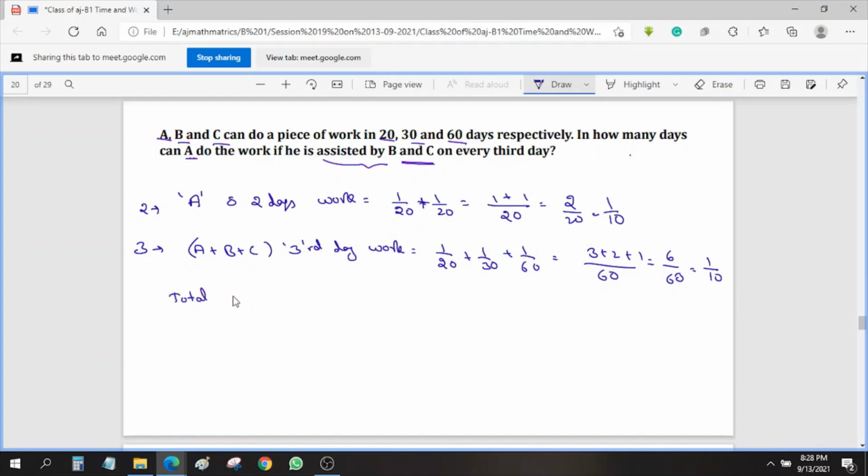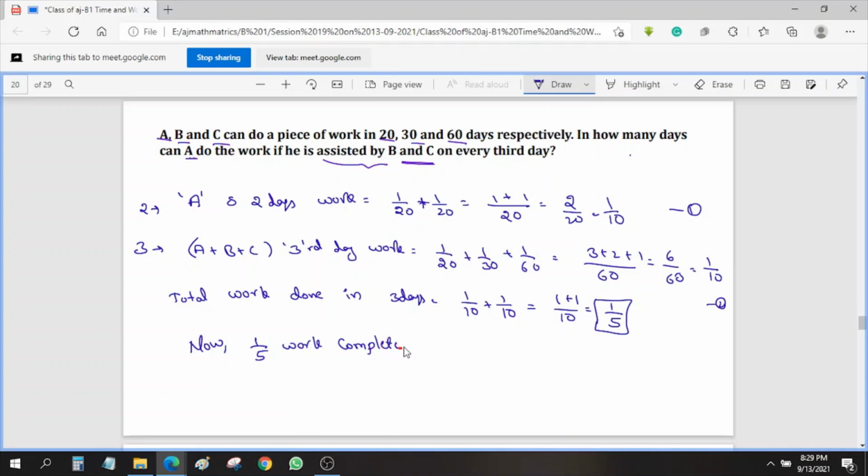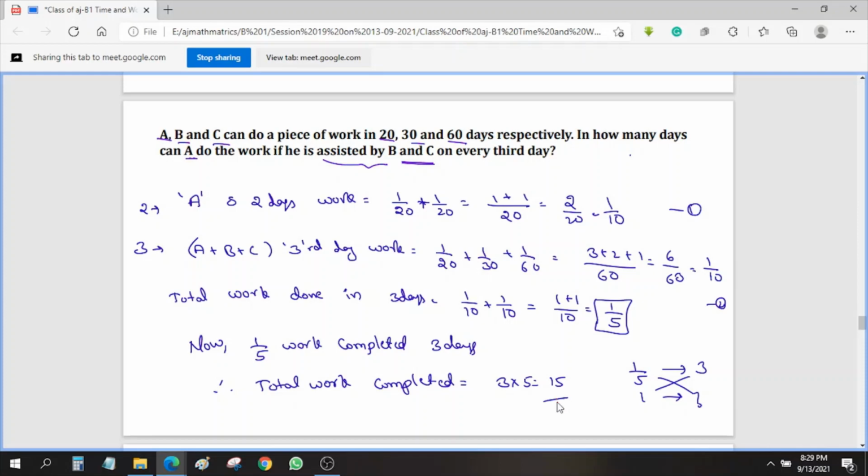Now the total work done in 3 days is 1 by 10 plus 1 by 10. That is something like equation 1 and equation 2. So if you add this, what will you get? 1 plus 1 by 10, which is 1 by 5. Okay, so in 3 days, 1 by 5 of the work is completed. So the total work is completed in how many days? 3 into 5, 15 days. Or else, if you cross multiply, 1 by 5 work in 3 days, 1 work in how many days? If you cross multiply also, you will get the same answer, 15 days.